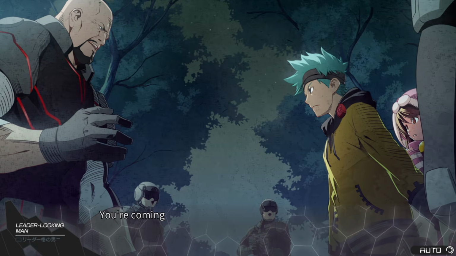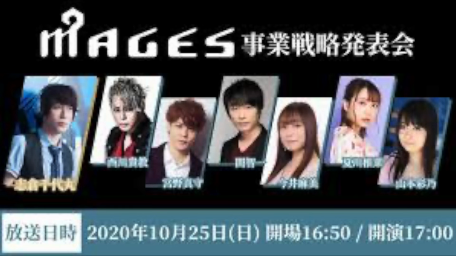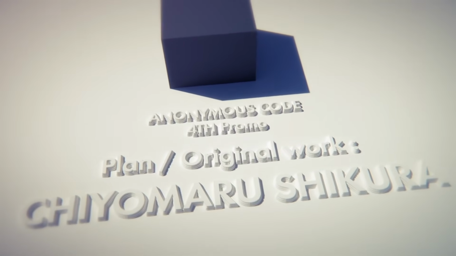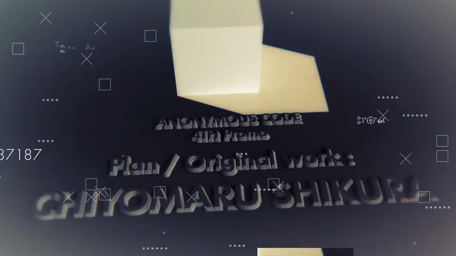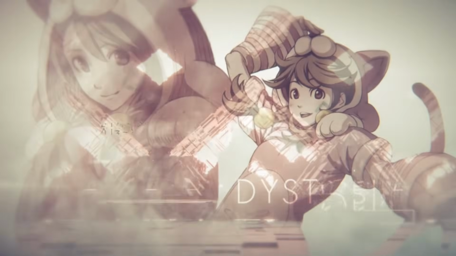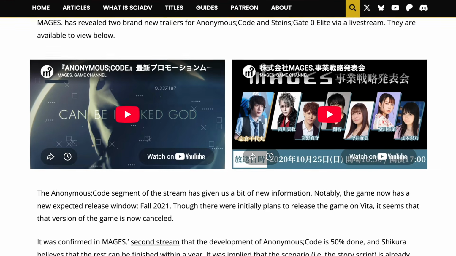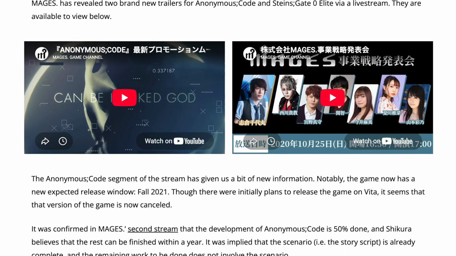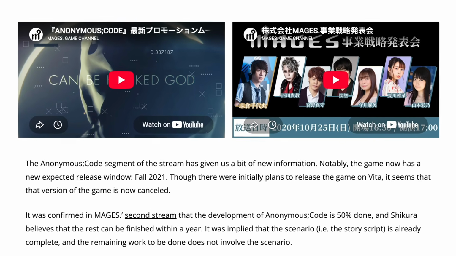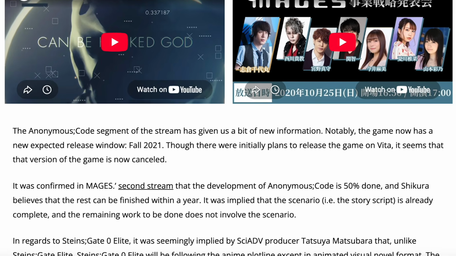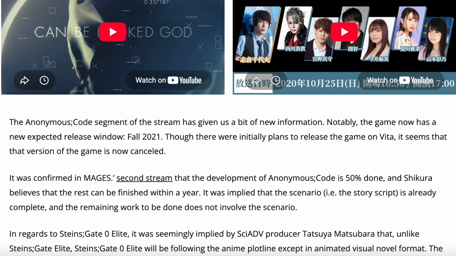Flash forward to October of 2020, and Mages would host a livestream wherein, amidst other major announcements, they dropped a fourth trailer for Anonymous Code. This time, further delaying the game to fall of 2021, and cancelling the PlayStation Vita release of the game due to development time having gone well past its life cycle. At the time, Chiyomaru Shikura stated that the game was 50% done, and that he believed they could finish it up within the span of a year.